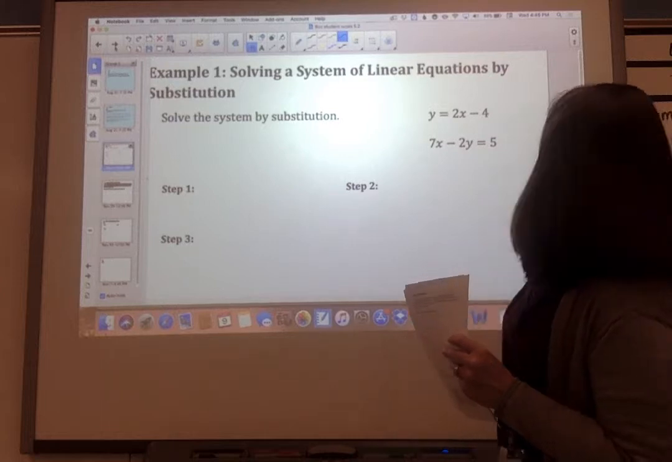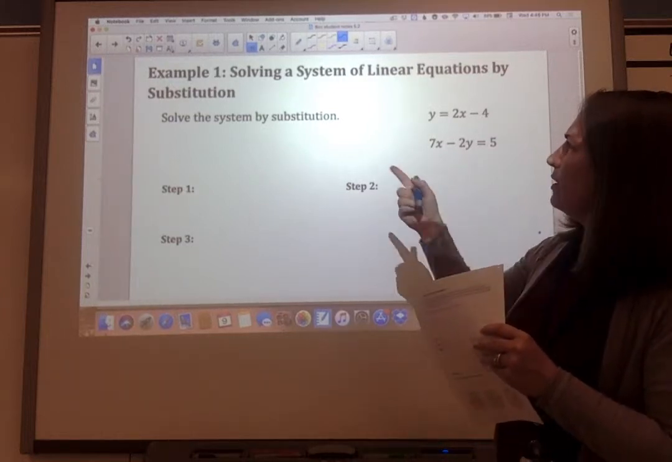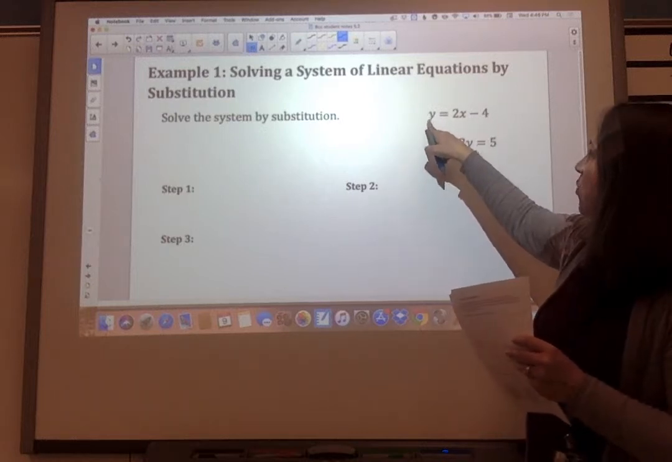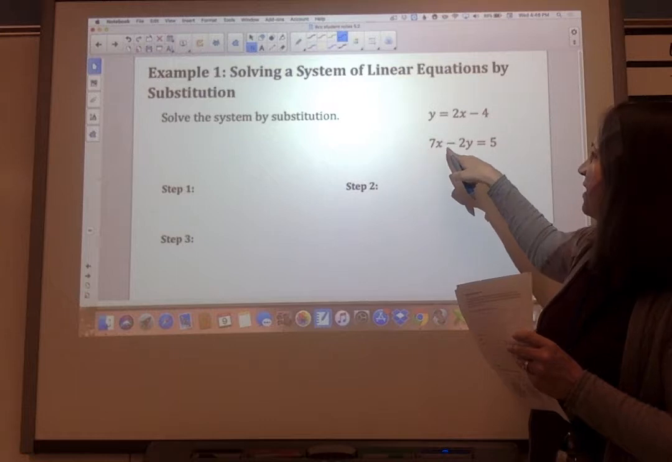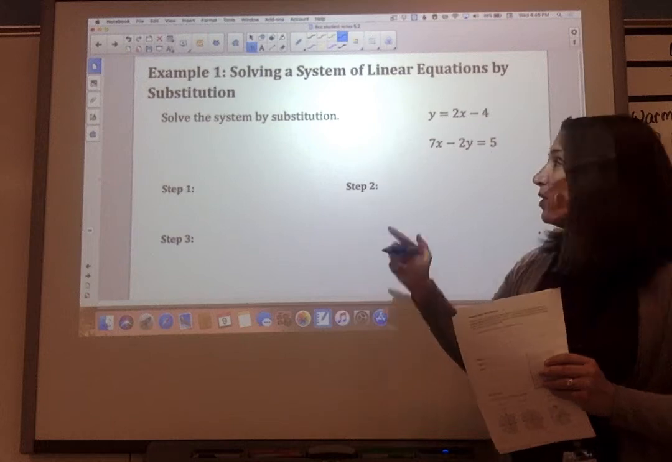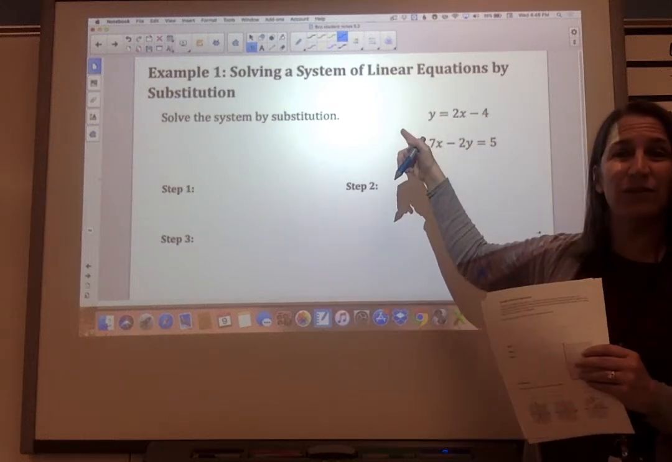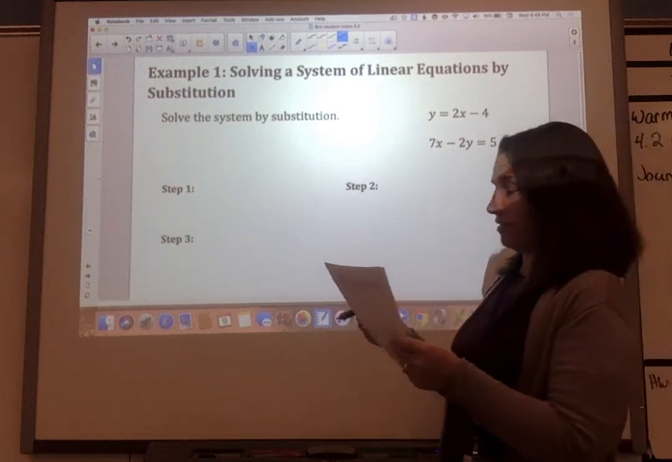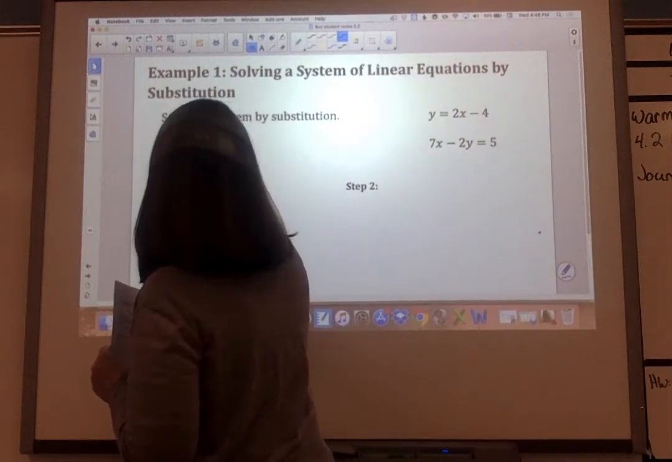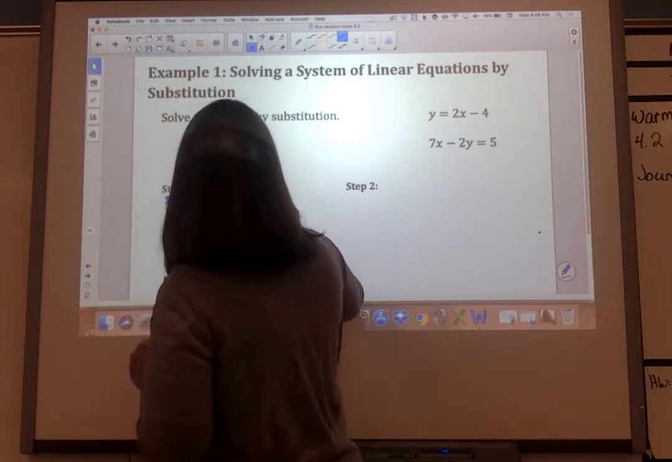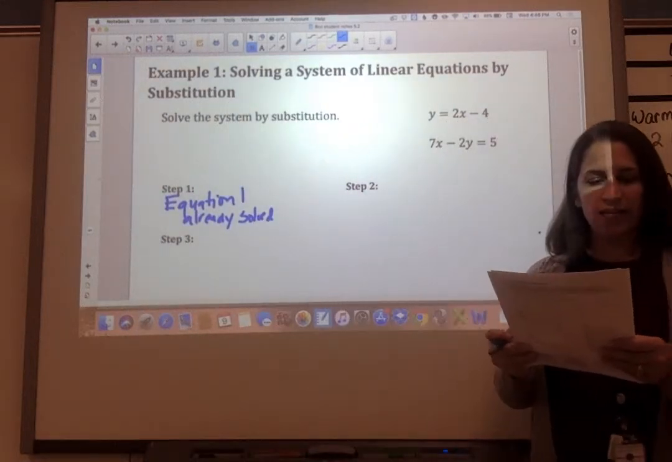Okay, example 1, solving a system of linear equations by substitution. So here we have our system, our two equations, y equals 2x minus 4 and 7x minus 2y equals 5. Well, this is a nice one because step 1 is already done for us. One of the equations is solved for y, so we don't have to do anything for that. I'm going to write equation 1 already solved. Great. Okay, now we need to do step 2.